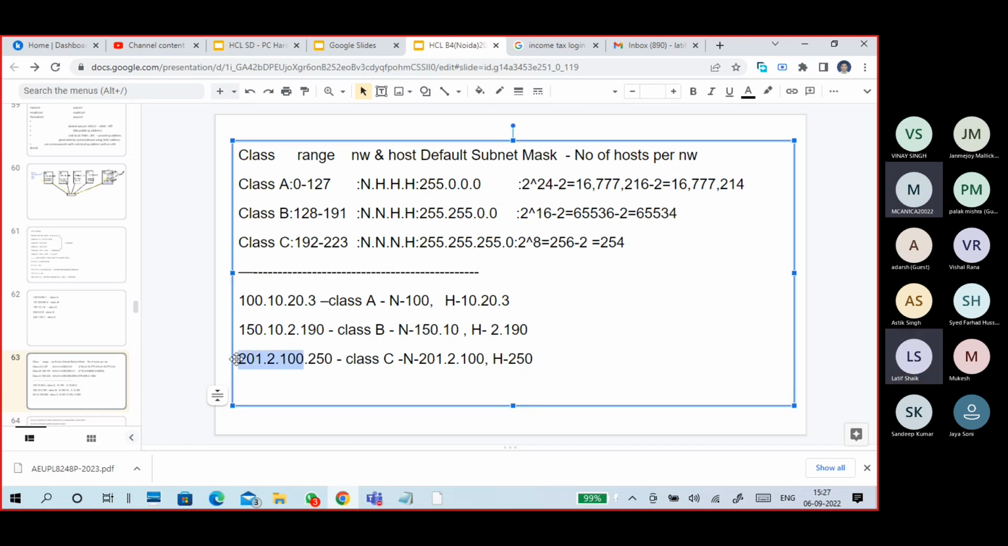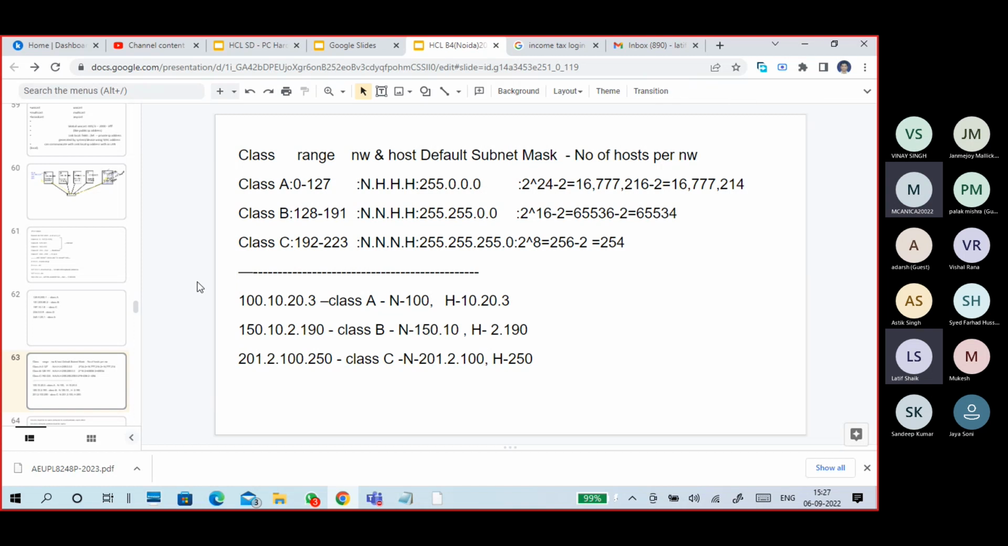This is class C, so the first three portions must be the same for the entire network. This portion can be changed. It can be 1, it can be 2, it can be 10, it can be 20. That is why we can easily divide into network size, and we can create a network and host kind of logic. So it is called logical addressing.